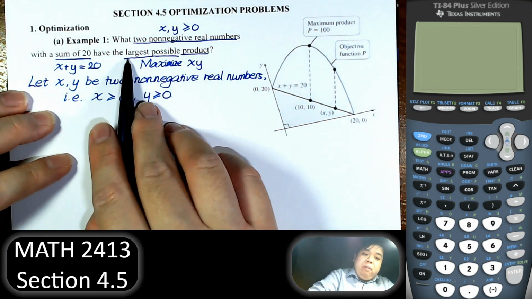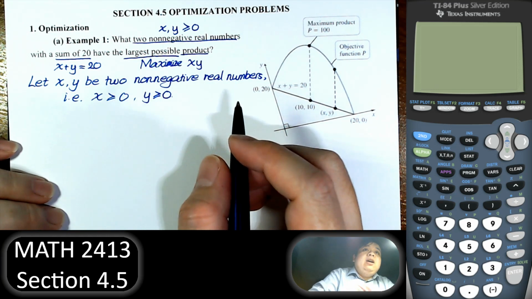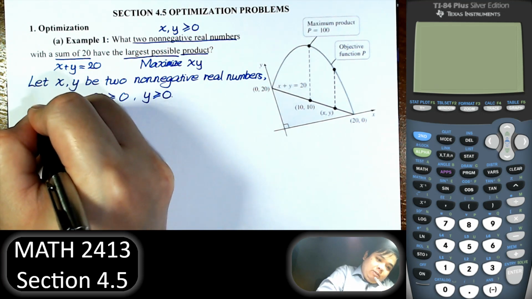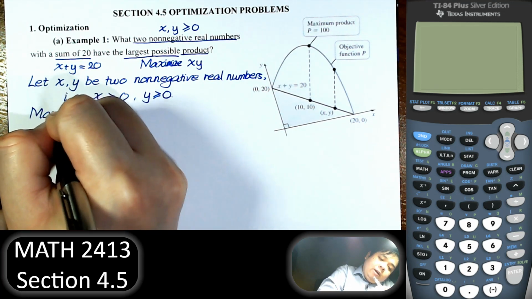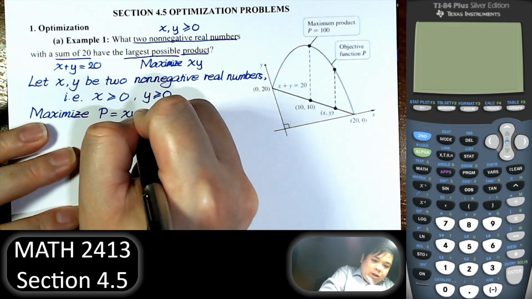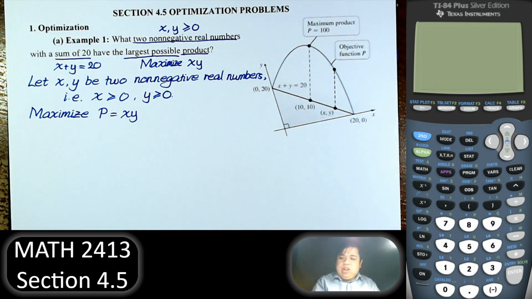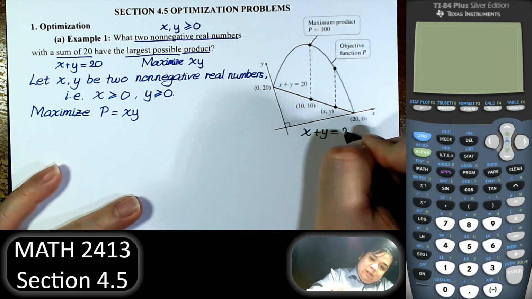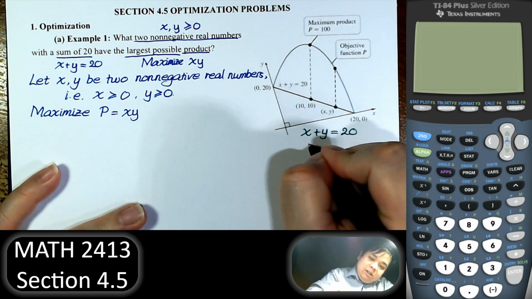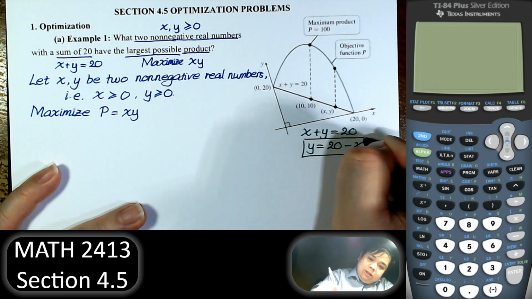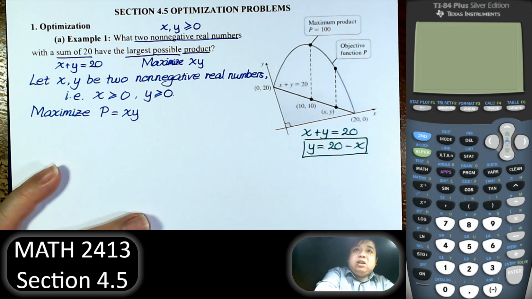What we're going to do here is maximize, or find the largest possible product. So the problem is: maximize the product of xy. Of course, we haven't used all the information given in our problem. We have x plus y equal to 20. So if we solve for y in terms of x, we have y equal to 20 minus x.